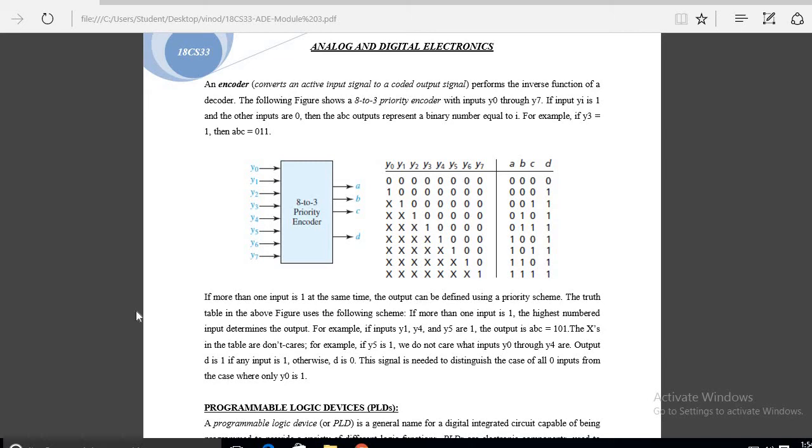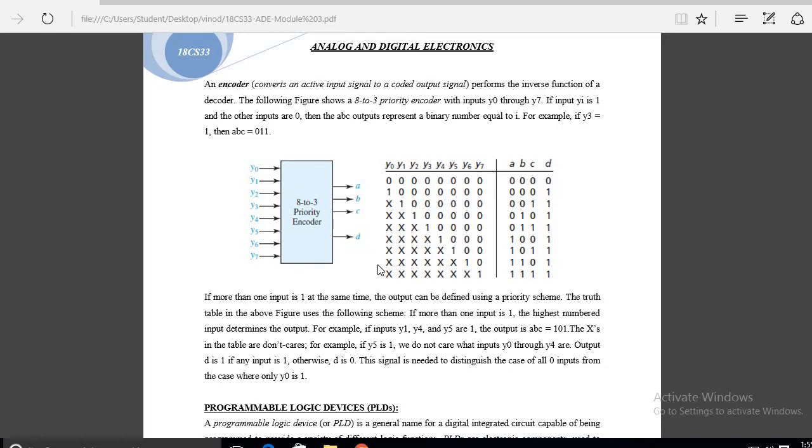Good morning students, and we'll continue with the encoder part. So what is an encoder? It is the inverse function of the decoder. It converts an active input signal to a coded output signal. Whatever we have seen in the decoder, like the 3:8 decoder, has 3 inputs and 8 outputs, but here it is 8 inputs and 3 outputs.